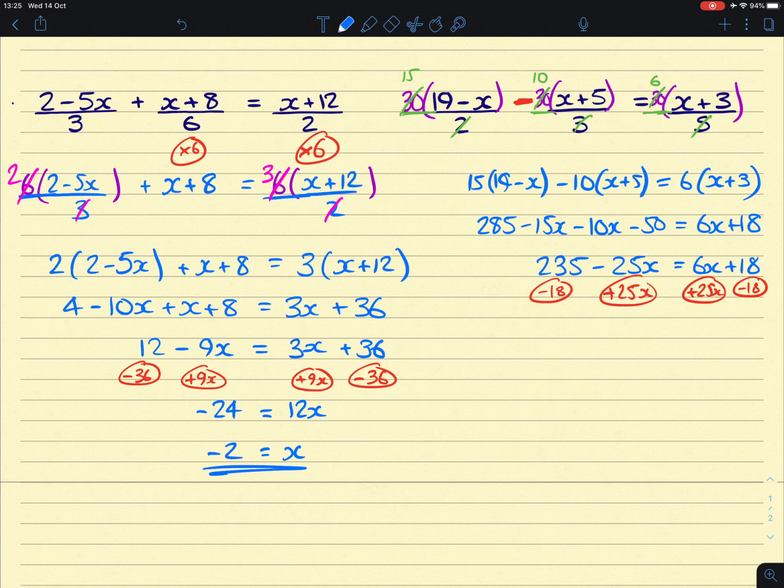That's going to leave us with 217 on the left. And it's going to leave us with 31x on the right. And if we divide both sides by 31, x ends up equaling 7. Done.